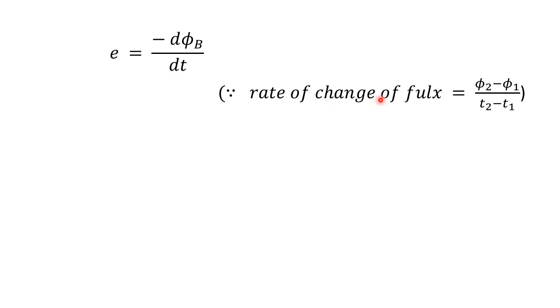The rate of change of magnetic flux we can also represent like this. For example, the initial flux is phi1 and the final flux is phi2, so the change of flux is phi2 minus phi1. Initially at time t1, it changed to time t2, so the time interval is t2 minus t1.